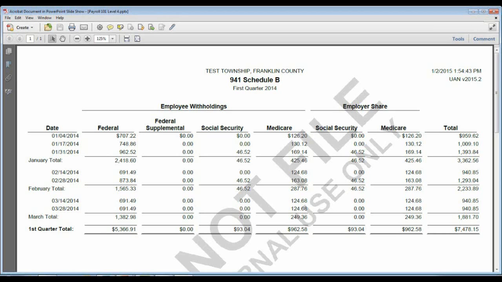On Schedule B, you would enter the tax liability in the space that corresponds to the dates the entity paid wages to the employees, not the date the taxes were deposited using EFTPS. So displayed here is our fictional entity's first quarter Schedule B. You can see in month 1, January, there were 3 pay dates, the 3rd, the 17th, and the 31st. January 3rd's tax liabilities were $959.62, which equals the federal tax plus the employee and employer share of Medicare tax.